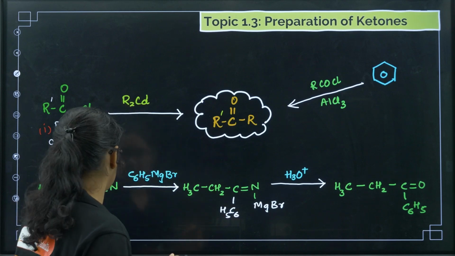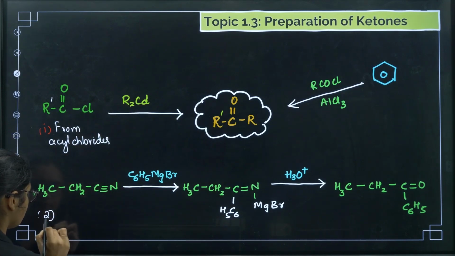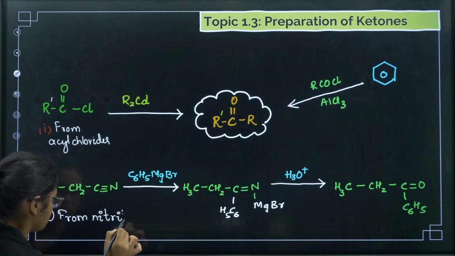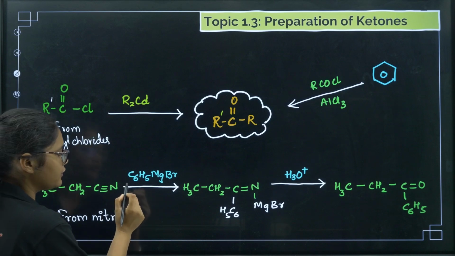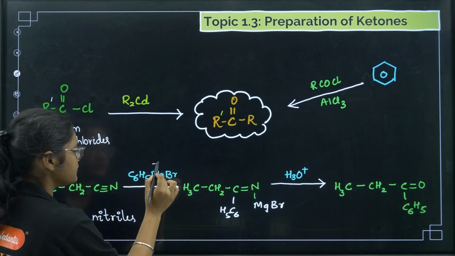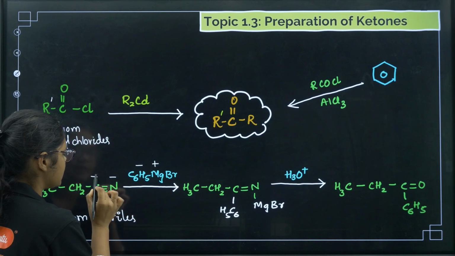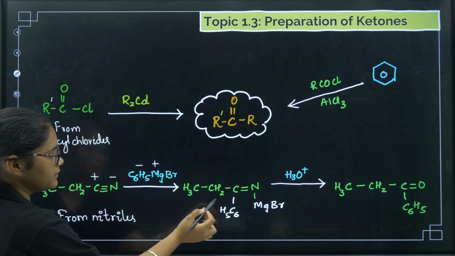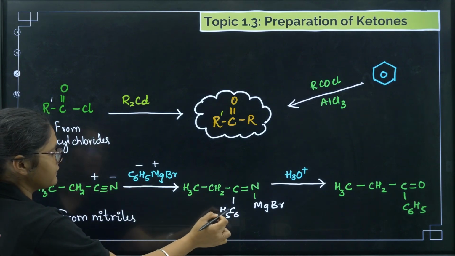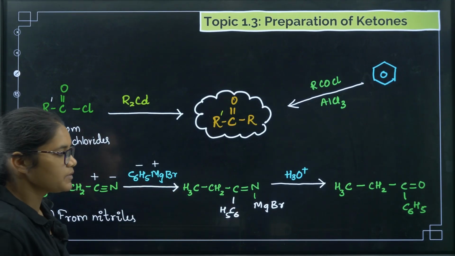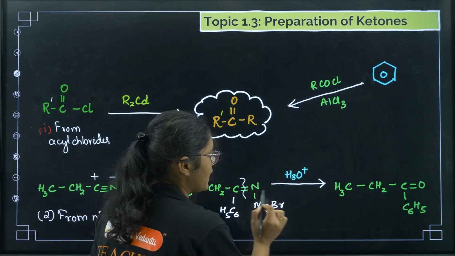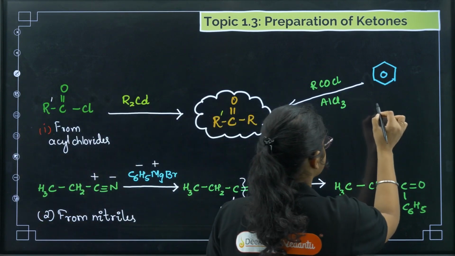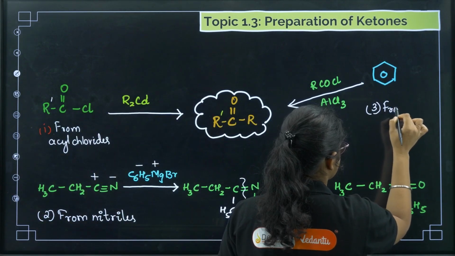The second one was from nitriles, right? RCN is there. Now if you treat it with RMgBr, if you see, this is plus, this is minus, and this is minus, and this is plus. So C will take minus, minus will take plus, one bond will break, and then here C6H5 will attach, and here MgBr will attach. Then you do hydrolysis, this bond will break, and we will get C=O here. Clear?